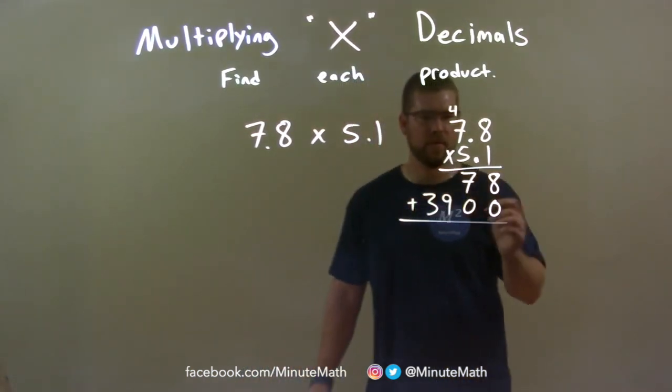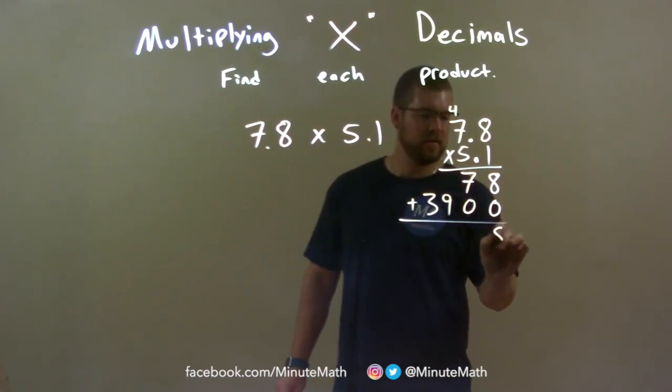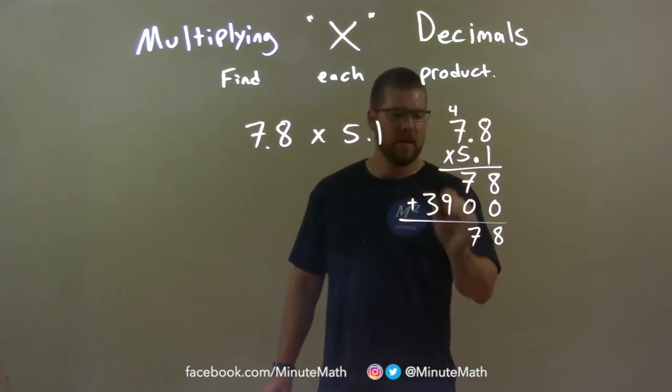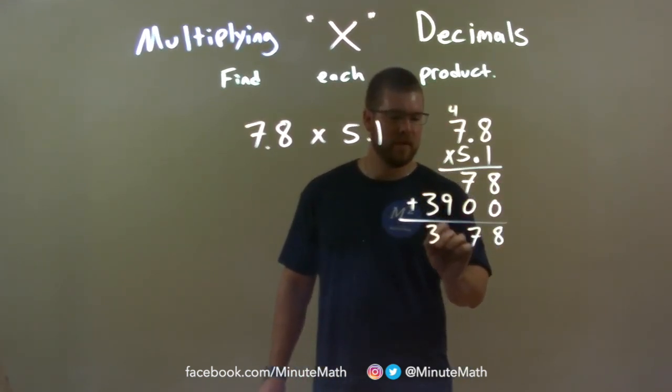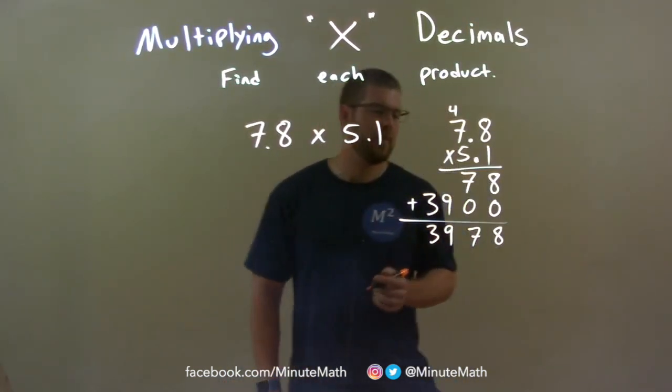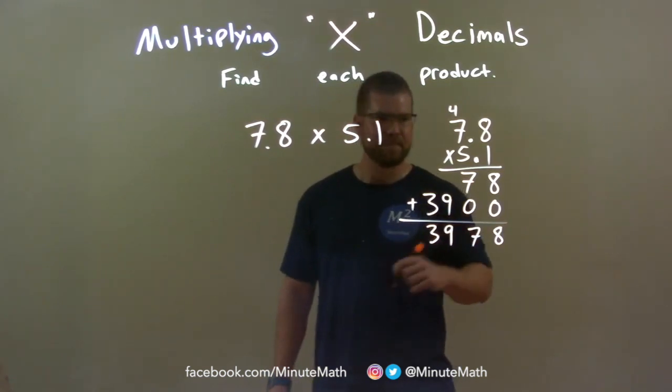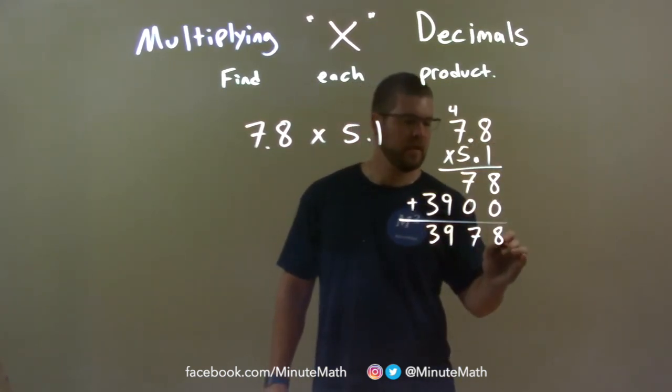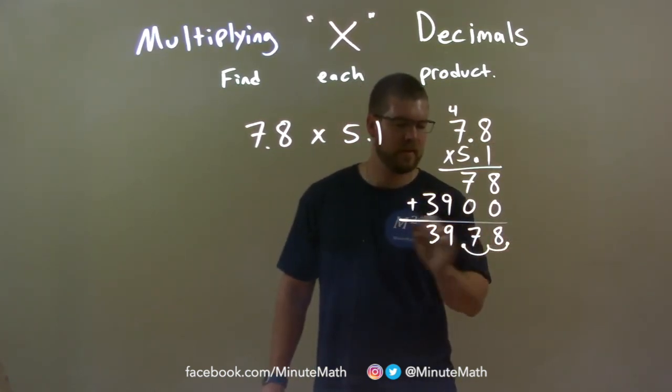Add these two numbers together. 8 and 0 is 8. 7, 0, 7. Now we bring down the 39, right? I mean, 9 plus nothing is 9, and 3 plus nothing is 3. All right, but our answer isn't 3,978. We had 2 decimal places, so let's add back 2 decimal places.